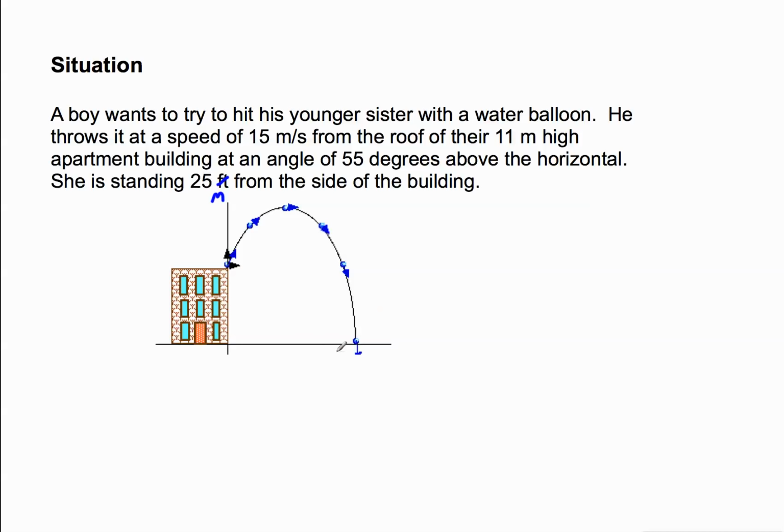We don't know where she is. He might hit her or he might not. So generically, at least, she could be here or she could be here or anywhere else in there. Now this 55 degrees above the horizontal, that phrase implies if we have a horizontal line and we draw a velocity vector, here's a velocity vector to indicate 15 meters per second at that 55 degrees. Okay, so that's 55 degrees above the horizontal. That's what that phrase means.